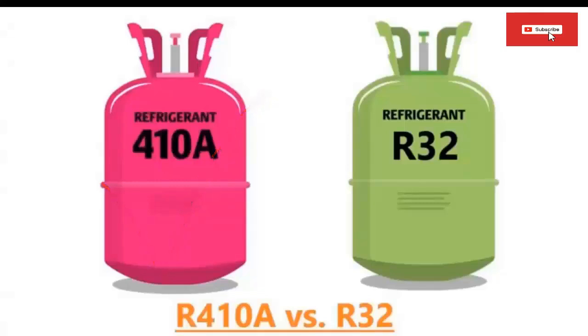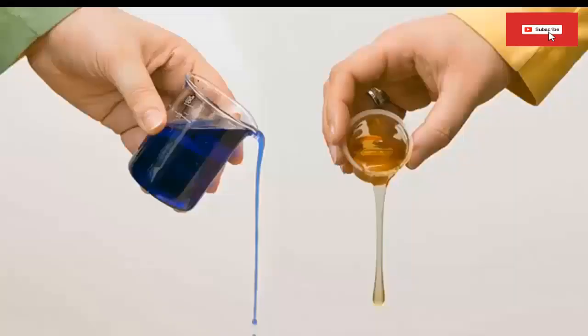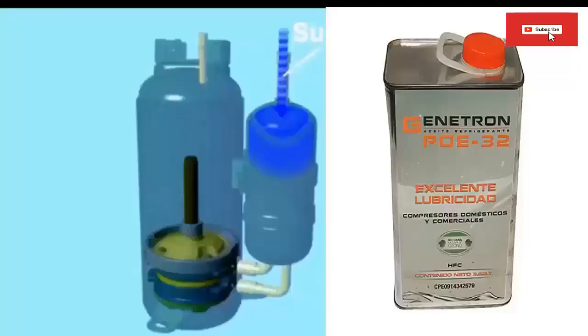R32 has a higher temperature at the compressor outlet compared to R410A, making it crucial to work with POE oils with a high viscosity index in the presence of R32. This ensures that viscosity remains more stable when temperature changes.